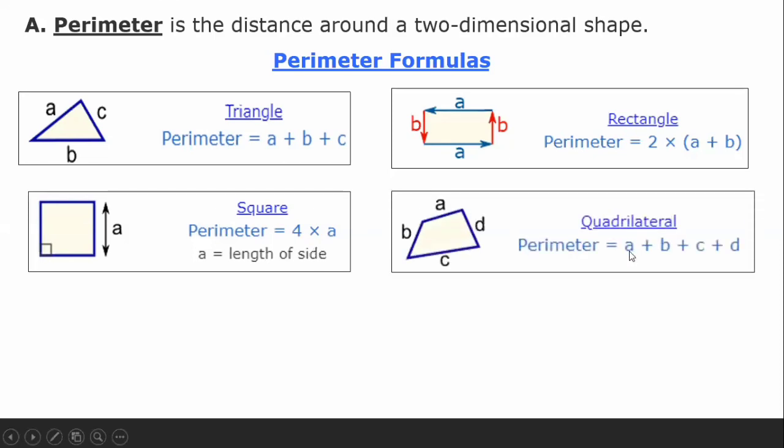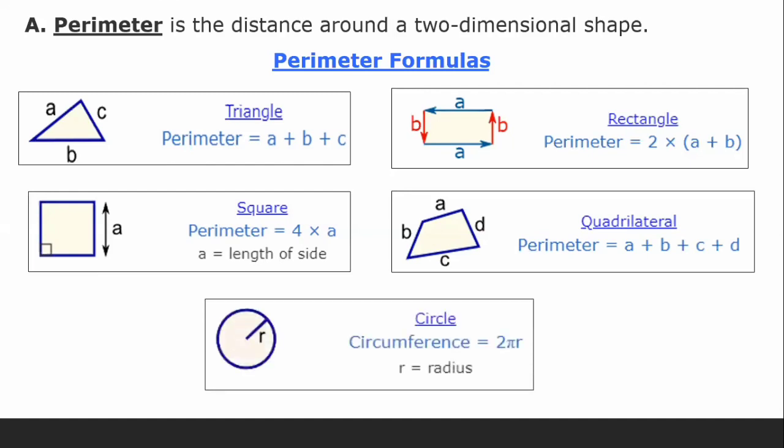Next, quadrilateral. Okay. I have already presented to you in the previous video about quadrilaterals. When you say quadrilateral, it is a polygon or two-dimensional shape having 4 sides. Okay. So in finding the perimeter of a quadrilateral, all you have to do is to add all the given sides. So we have A plus B plus C plus D.